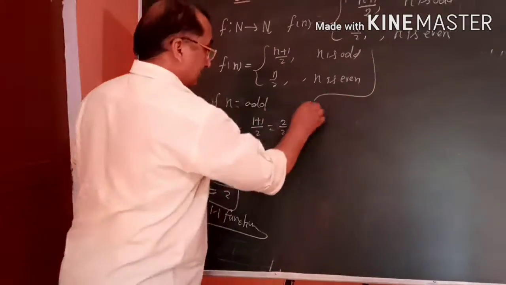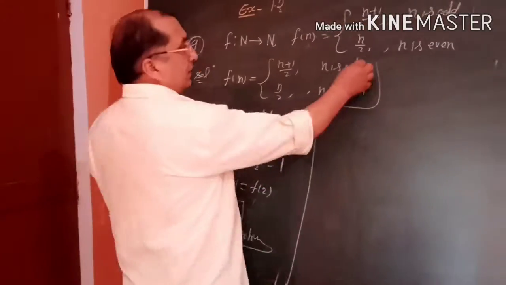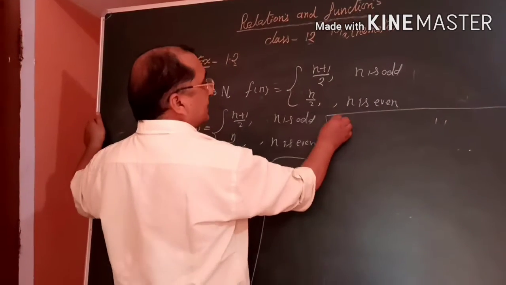Now for the bijective function, onto function. We will take onto function in case number first.